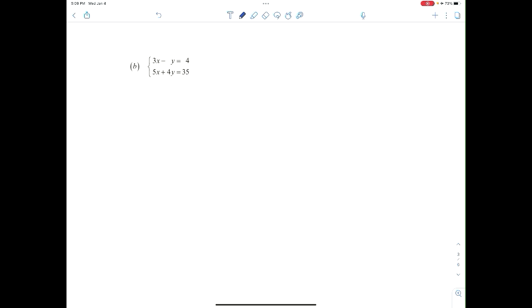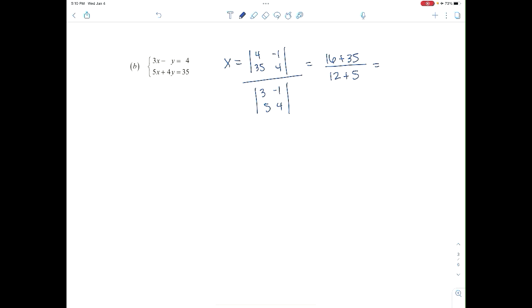Okay, now we have x equals, in the x column, we'll put 4, 35, y column, -1, 4, over the determinant of our x's and y's. So determinant of 3, -1, 5, 4, 16 plus 35 over 12 plus 5. This gives us 51 over 17, which is a nice 3.